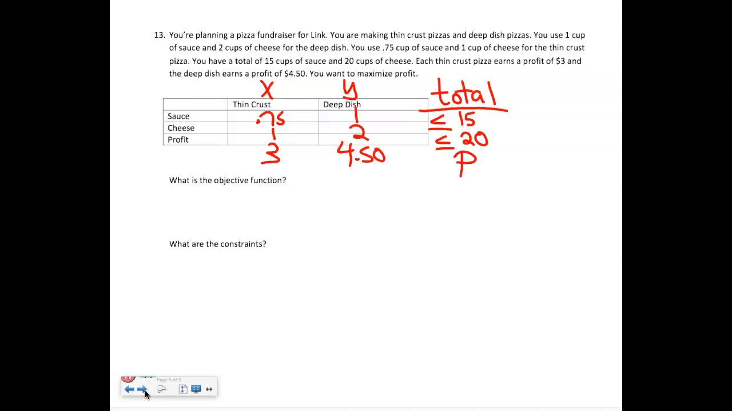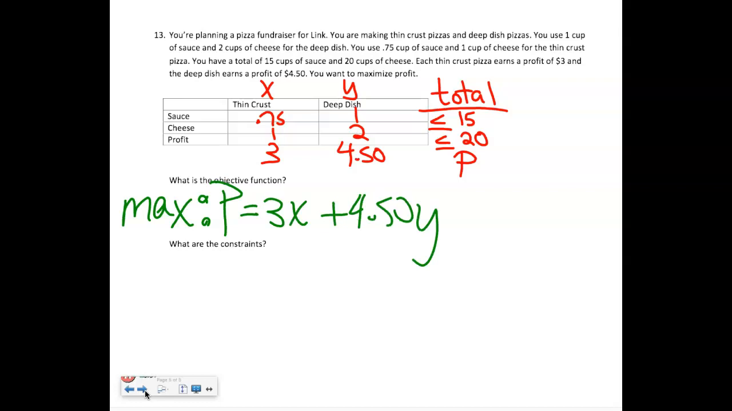Okay. So our objective function, reminder, that's what we're looking to see, what we're going to max or min, and obviously we want to make more money, so we are trying to max our profit. So I'm going to say P equals, I have my X column, so I'm going to say 3X plus 4.50Y. We used everything in our profit, so we are done with it.